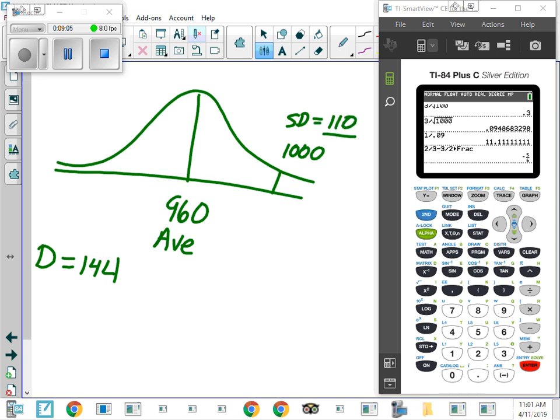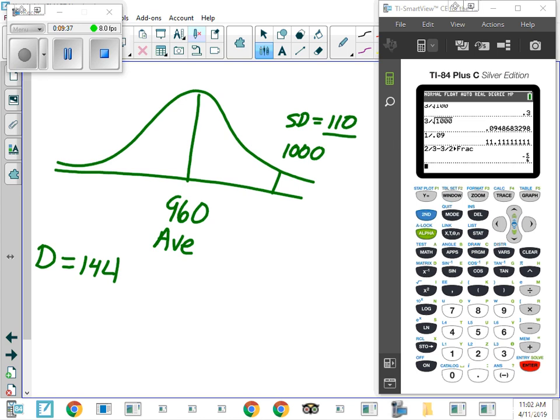Do I use 110 in this case? Yes. Why? I don't have the SD of the 960. Whoever made up that 960 or told it to me didn't give me the SD. If I know the SD of that 960, then I use it. Or if I can create it, I use that. But in this case, there's no way to make it, there's no way to get it, so I have to substitute the SD of the sample.